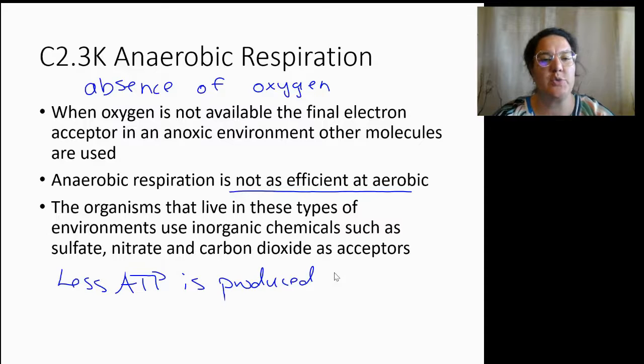So occasionally there are situations where oxygen is not available to be the final electron acceptor for the electron transport chain, in an anoxic environment. So again, the absence of oxygen, so other molecules must be used. Anaerobic respiration is not at all as efficient as aerobic respiration. Organisms that always live in an anoxic environment typically use inorganic chemicals such as sulfate, nitrate, and carbon dioxide as electron acceptors, but less ATP is produced overall.